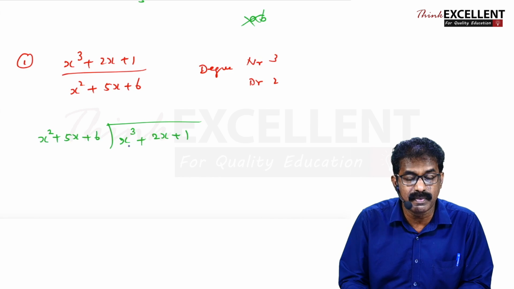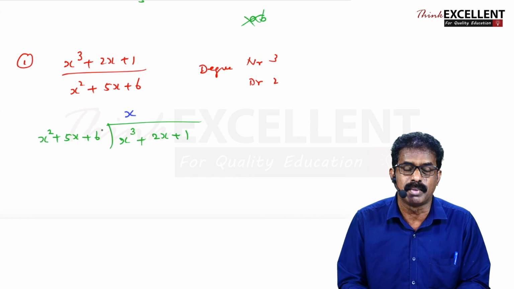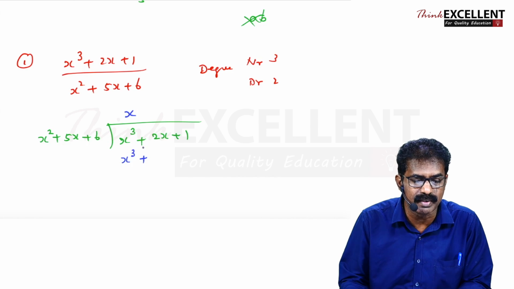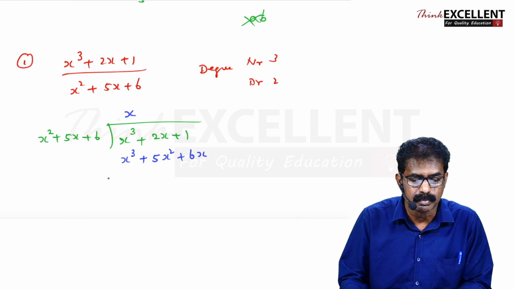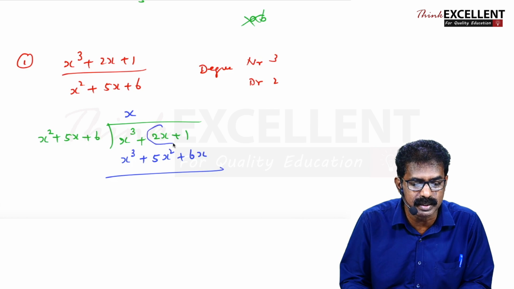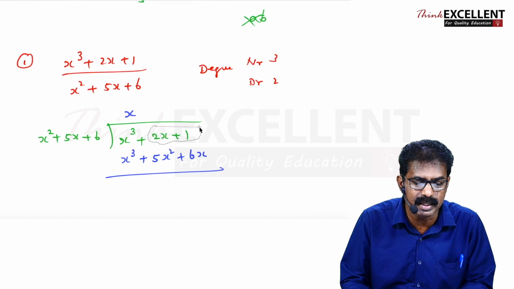So first term by first term, x cube by x square, it is x. Now by that x, you multiply all the three terms. x into x square, it is x cube, plus x into 5x, it is 5x square, right? Plus 6 into x, it is 6x. But you would have noticed, in the numerator one term is missing, right? Which term is missing? x square is not there, right? So you can do it like this also, or you can change the position, right?